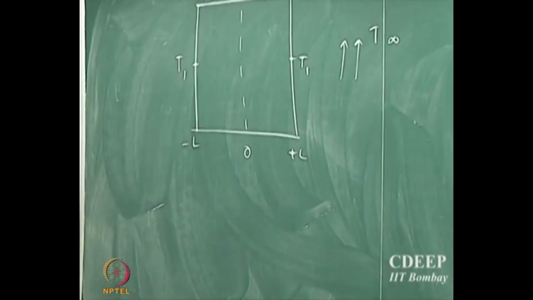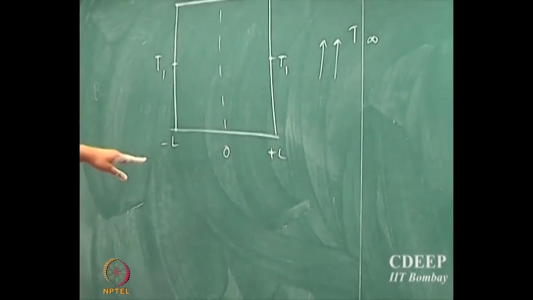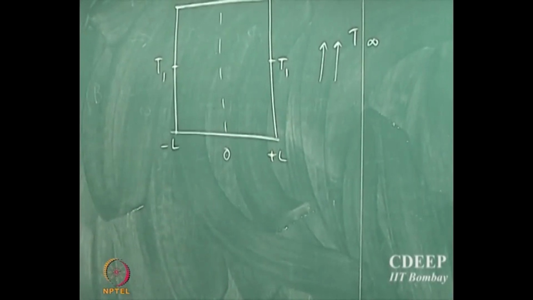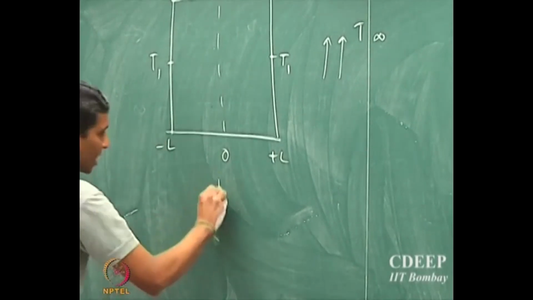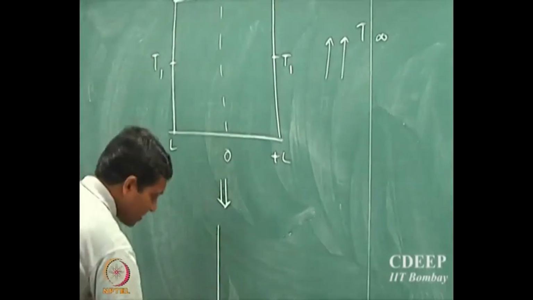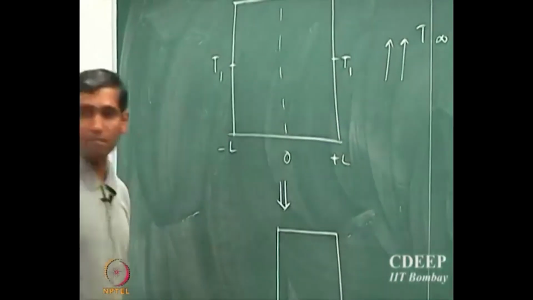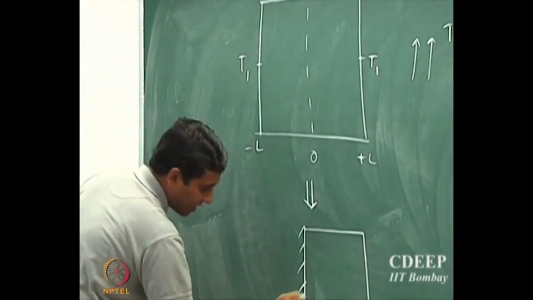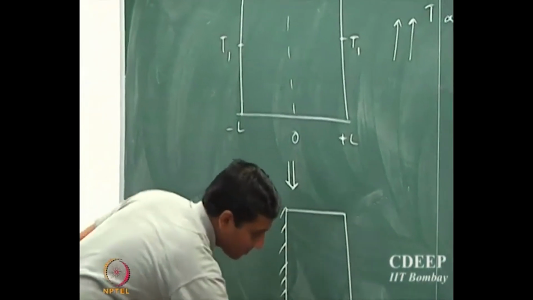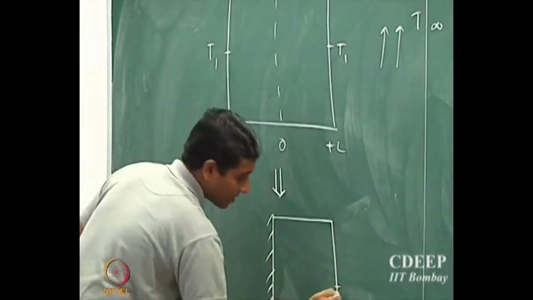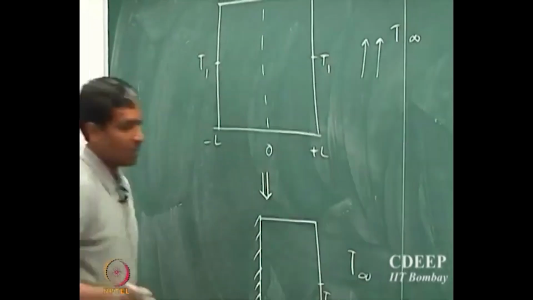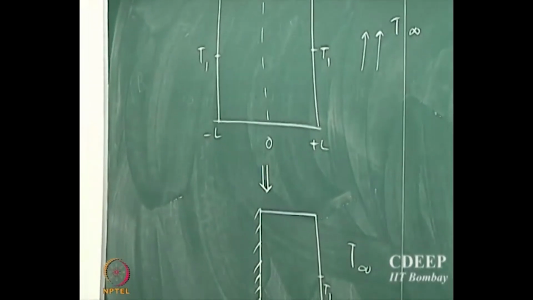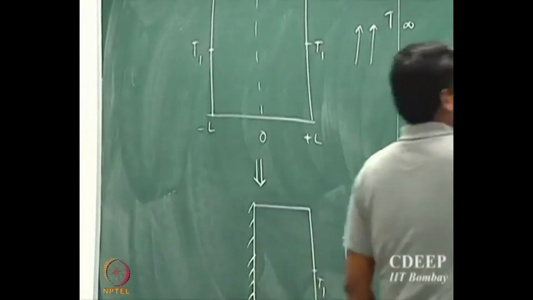So let's write the model, and in fact we can check whether the temperature profile that we intuitively guessed is the same as what we would predict from the model. So this is equivalent to a half slab, with an adiabatic condition at one boundary, and the temperature here is T1, and T infinity is the temperature of the fluid flowing past it, and so we can write a model.